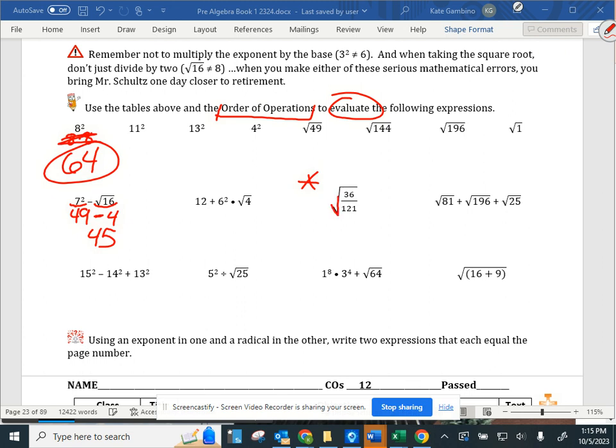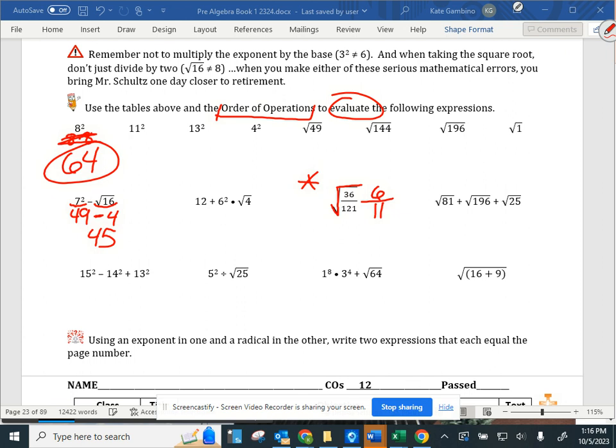We do the square root. So what is the square root of 36? What is the square root of 121? 11. Then I simplify it if I can. That's easy. Yes. That's why we listen to explanations, because we go, oh, I get that now.